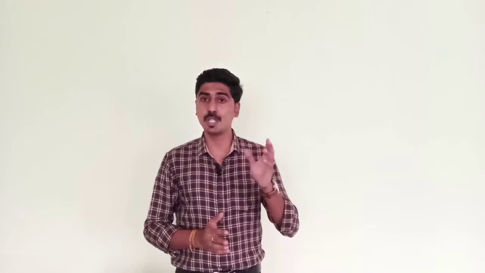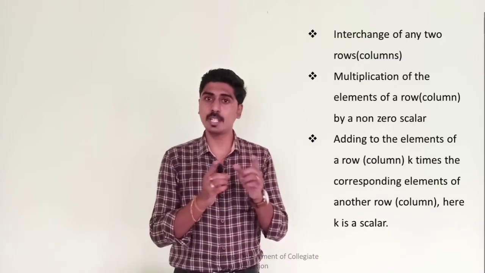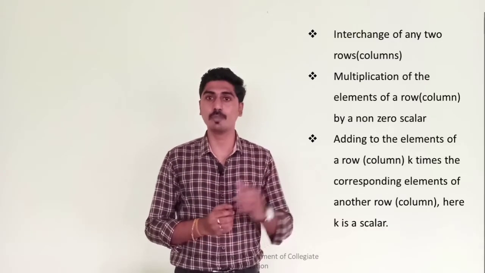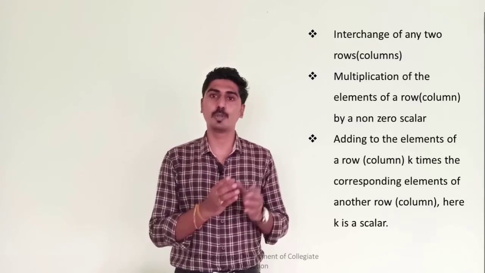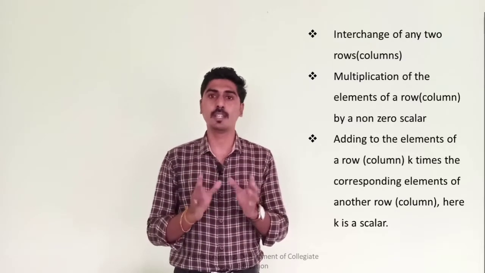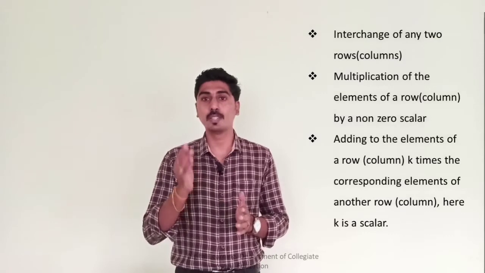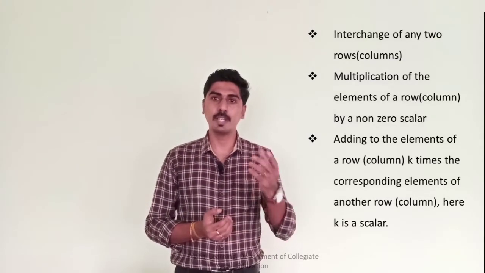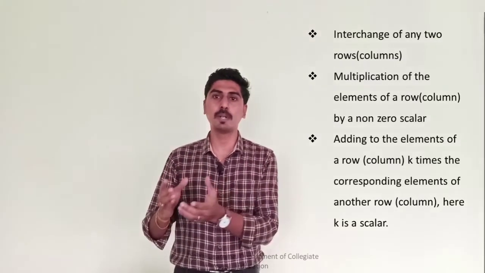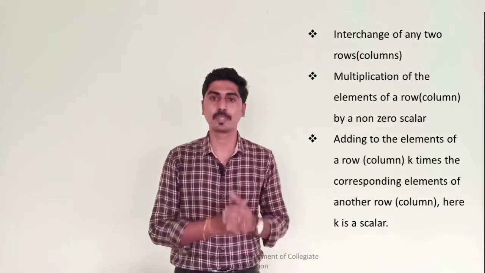Given a matrix A, there are three elementary row operations. The first one, you can interchange any two rows. And the second one, you can multiply a row by any non-zero scalar. And the third one, given a row, you can add a scalar multiple of some other row to that row.